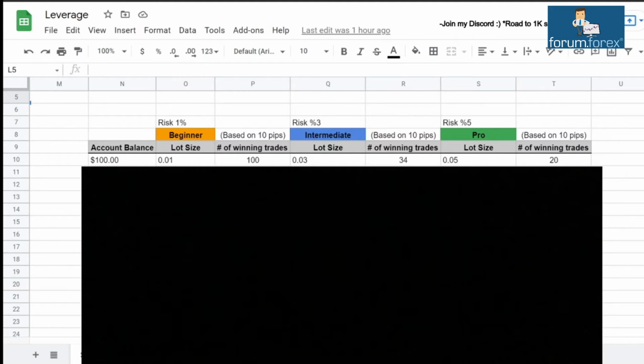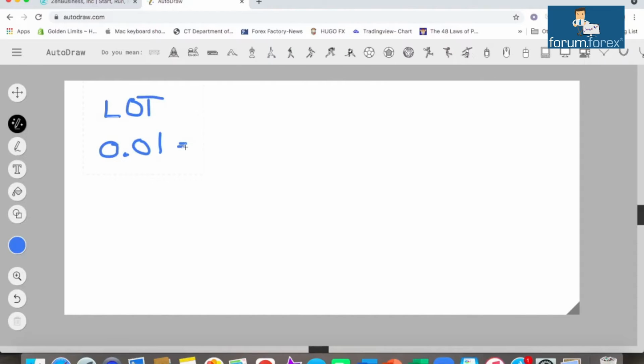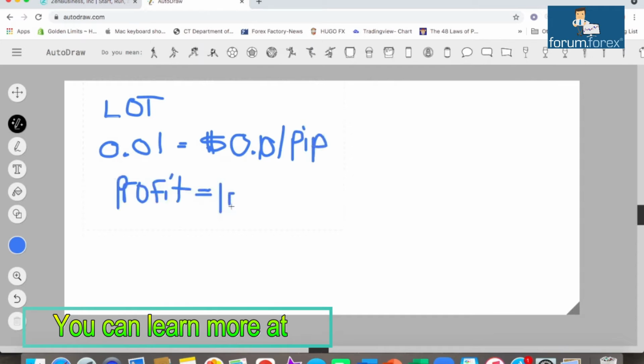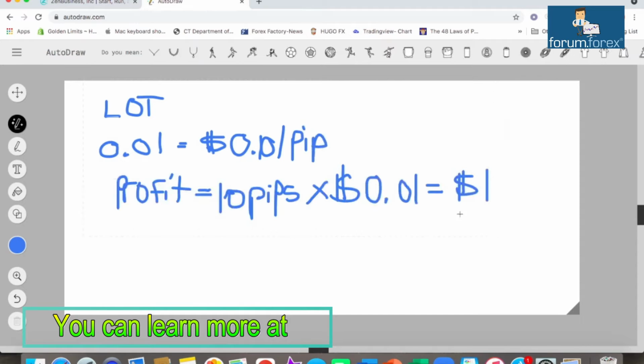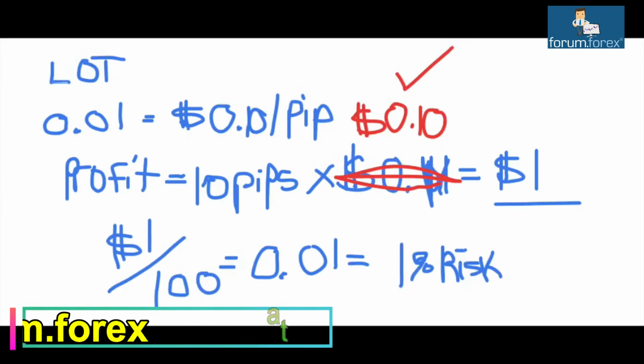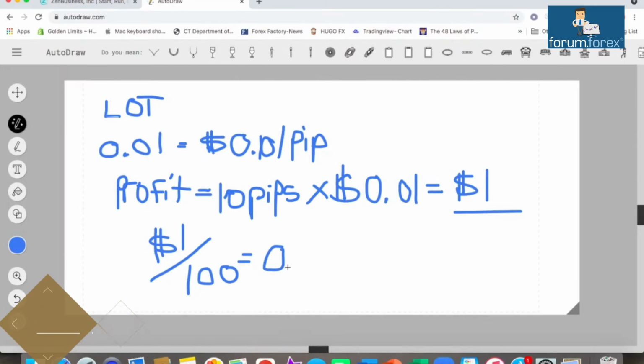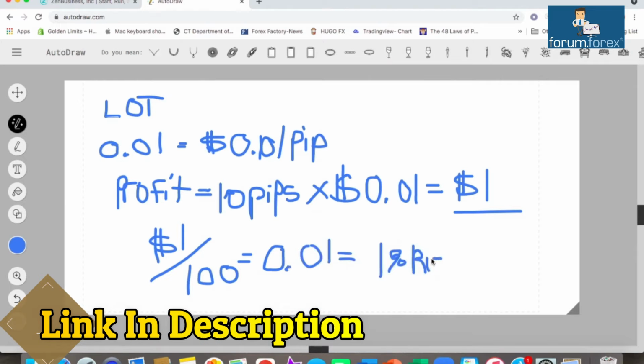So if you have an account balance of $100 and you use the lowest lot size, which is a 0.01, you're getting 10 cents per pip, right? And if you're getting 10 cents per pip, 10 times 10 pips, that equals $1. Whoa, my fault. I just realized I put 1 cent instead of 10 cents. So let me just cross this out and fix it. That should say 10 cents. And $1 is 1% of 100, correct?